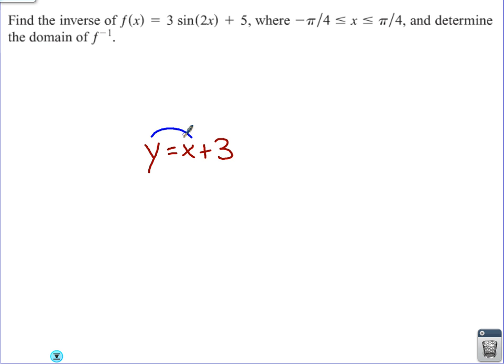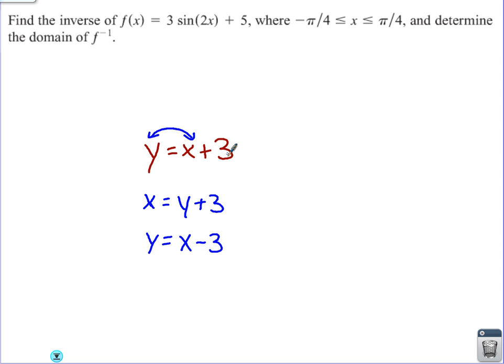We found inverses back a few chapters ago, and again, all you have to do to find an inverse is simply switch your inputs and your outputs. Here your input was x, you put in a 1, you get 4. You put in a 2, you get 5. You put in a 3, you get 6. But the inverse would be x equals y plus 3, or if you solve that, y equals x minus 3, which would actually carry in the opposite direction.